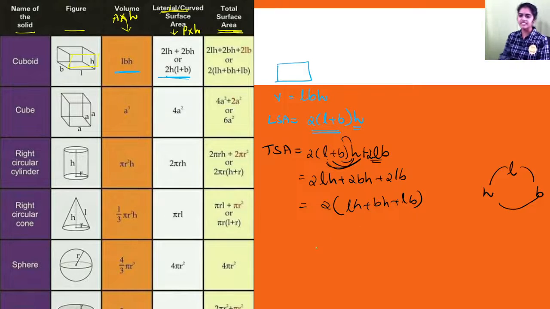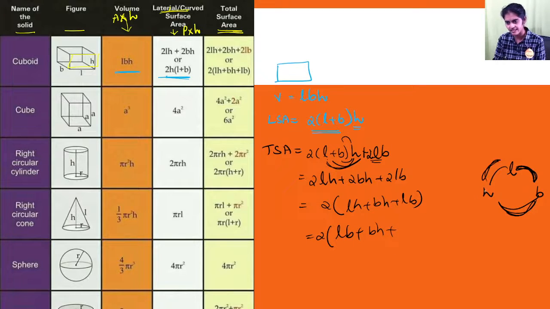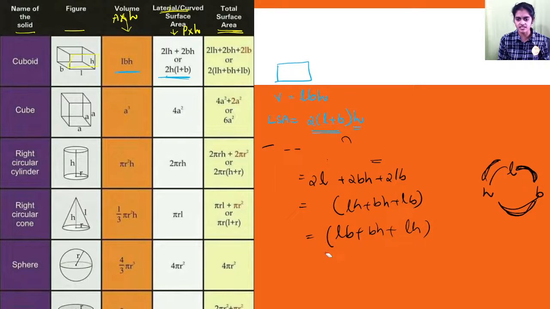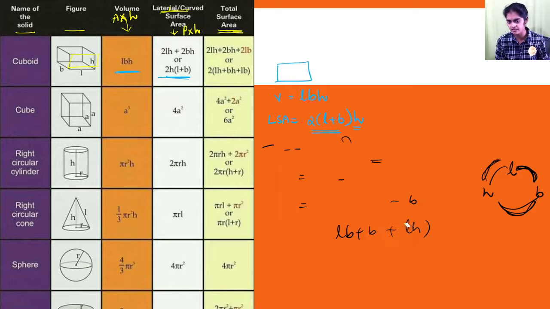The other way to remember this is to write 2 times, because front and back are the same, left and right are the same, top and bottom are the same. So all are two identical faces, isn't it? So you write 2 times LB plus BH plus LH. You can write L, B, H in cyclic order and take LB, BH and LH. So this is how you can remember. Is it clear to everyone? So this is the total surface area. The concept is clear, total surface area and lateral surface area.